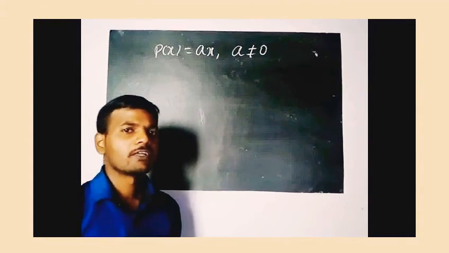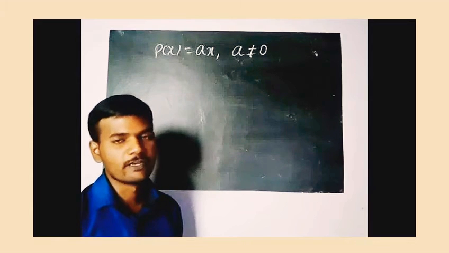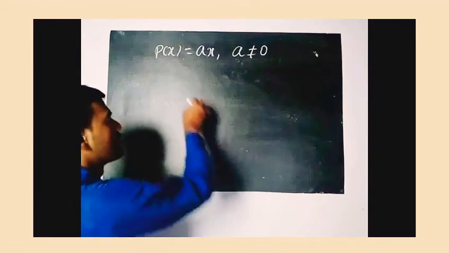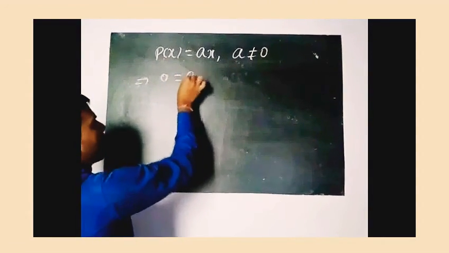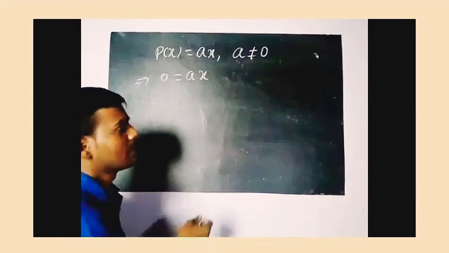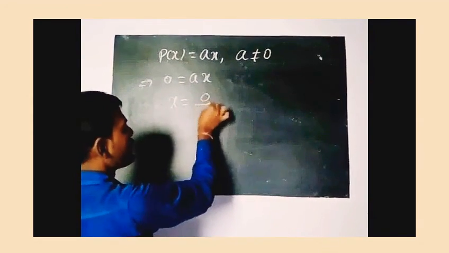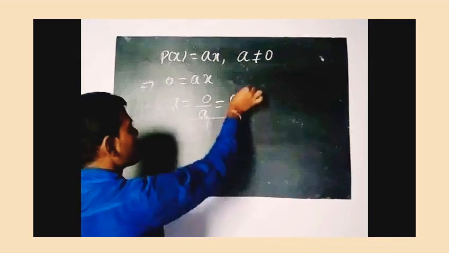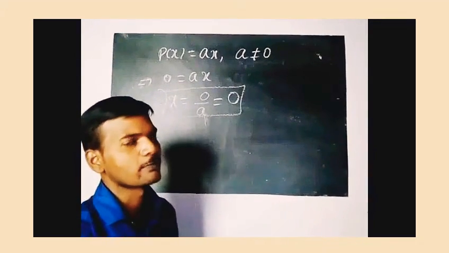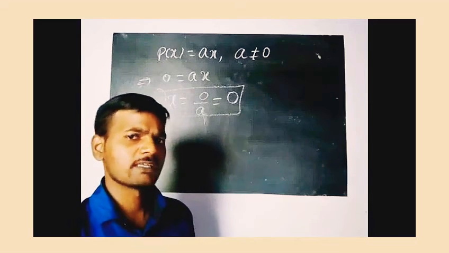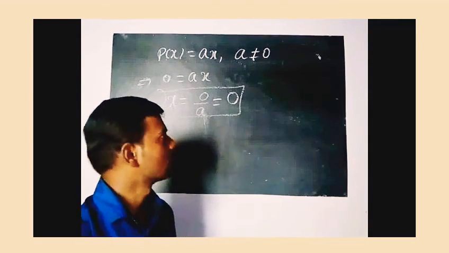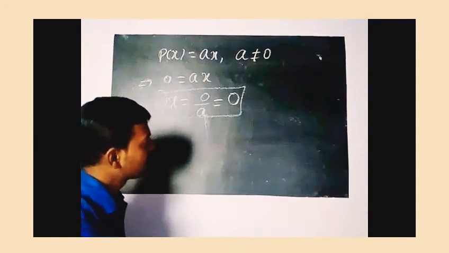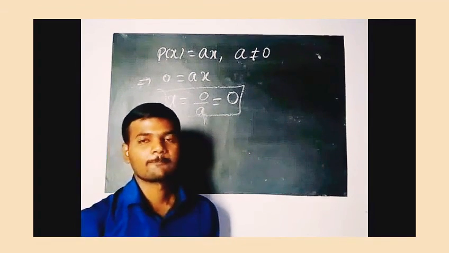Already we have discussed how to find the zeros of the polynomial. To find the zeros of the polynomial, we have to put p of x is equal to 0. So apply here p of x is equal to 0, then ax is equal to 0, then x is equal to 0 by a, then x is equal to 0. Because a should not be 0, x must be 0. So x is equal to 0 is the zero of the polynomial. a can be any integer or any real number.